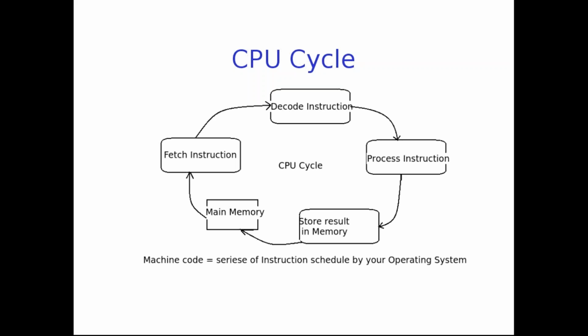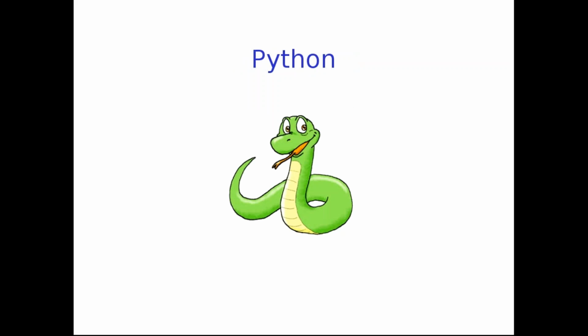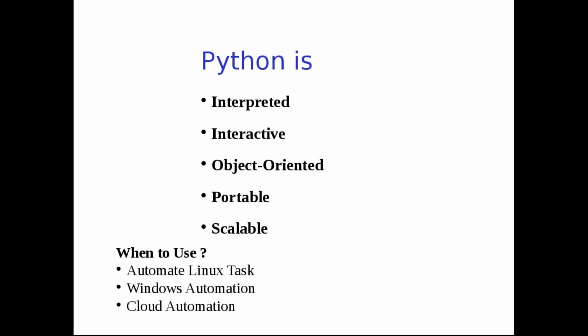Okay, now we'll move towards Python. So what is Python? Python has taken its name from Greek. Python is an interpreted language. As I told you, we have two high level languages, one is interpreted, another one is compiled. So Python is an interpreted language. In Python we have an interpreter to decode your set of instructions.